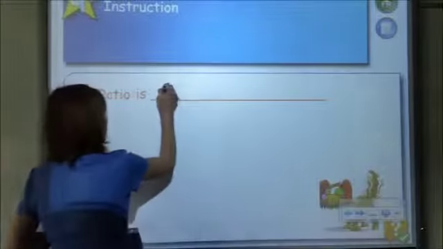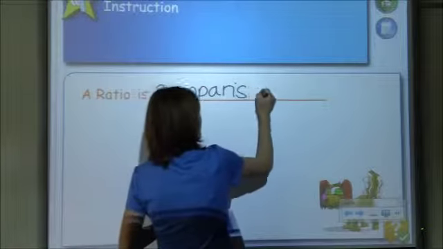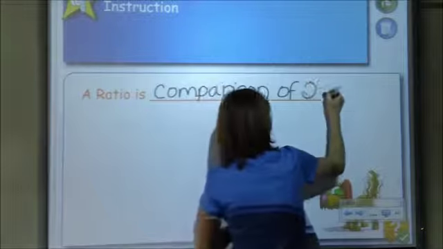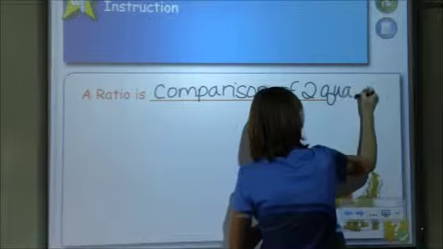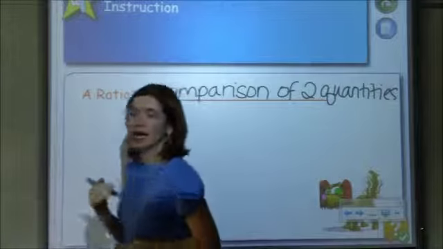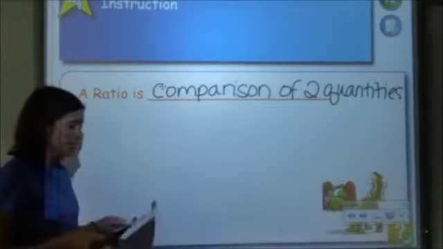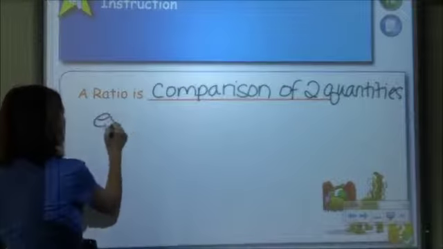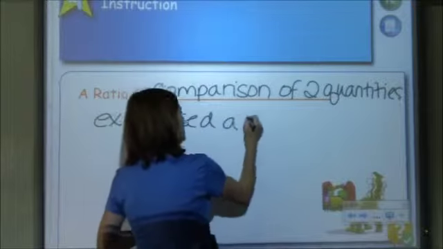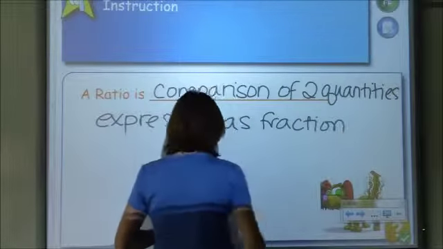A ratio is just a comparison, and you guys have your note sheets, so a comparison of two or more quantities, so two quantities, okay? Yes, and some ratios can actually compare more than two quantities, but for now we're going to compare two quantities. It can be expressed as a fraction, it often is. It's often expressed as a fraction, but it doesn't have to be. Okay, there's lots of ways.